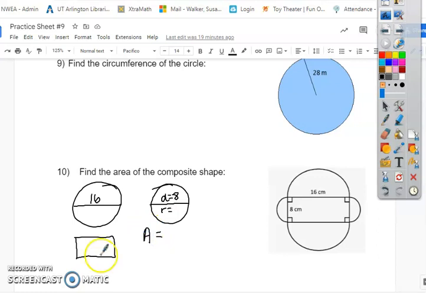So you're going to find area of a circle, put your answers in here, and then your last step is area of the rectangle. I see an 8 and a 16. So you're going to find this area, use the formula, and your last step is to add all 3. We have 3 shapes, full circle, rectangle.